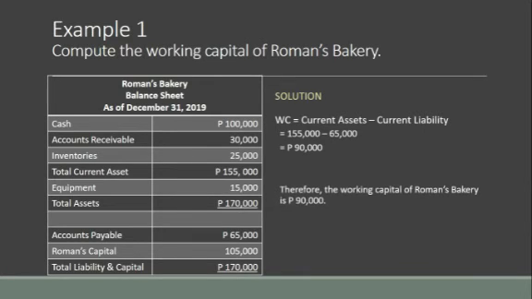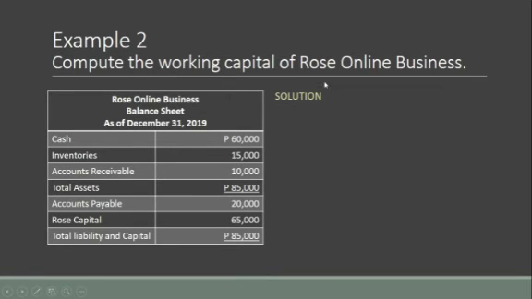So therefore, the working capital of Roman's Bakery is 90,000. Ganun lang kasimpleng isolve. So another example, compute the working capital of Rose online business. Let's say the balance sheet of Rose online business as of December 31, 2019. Meron siyang cash na 60,000, inventories na 15,000, and the accounts receivable is 10,000. So in total, current assets is 85,000. Meron din siyang accounts payable na 20,000 and the capital is 65,000, which makes the total of liabilities and capital 85,000. It's balanced.